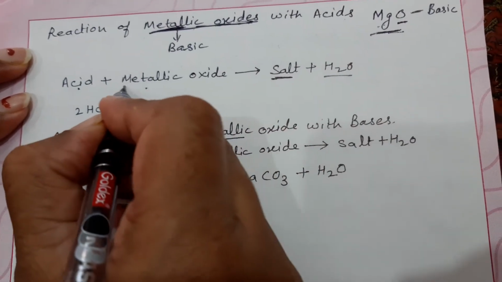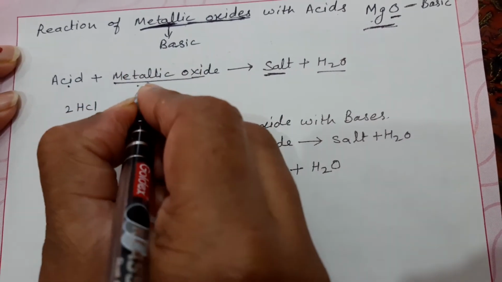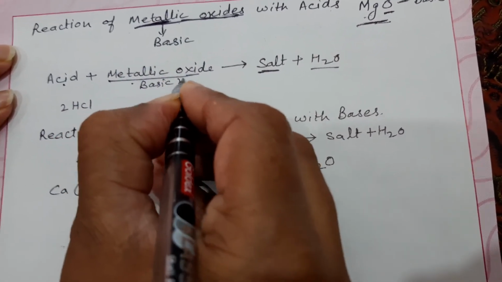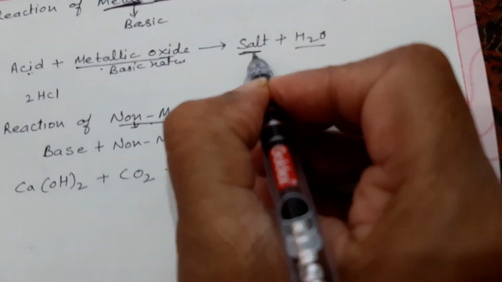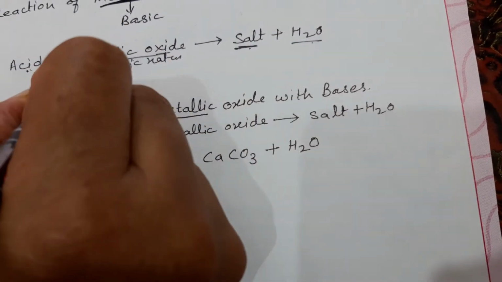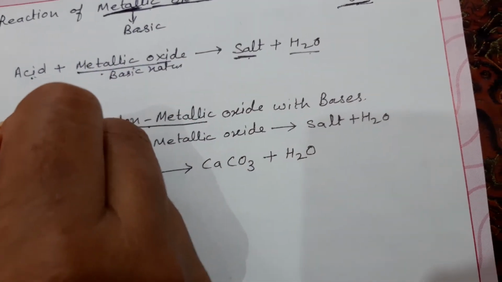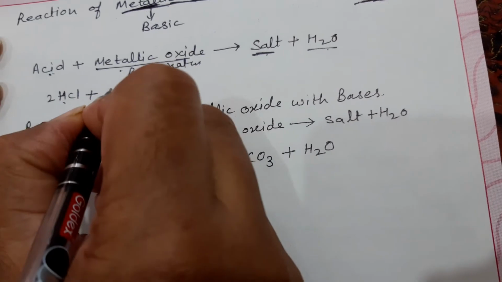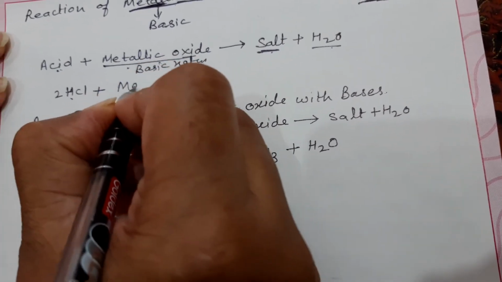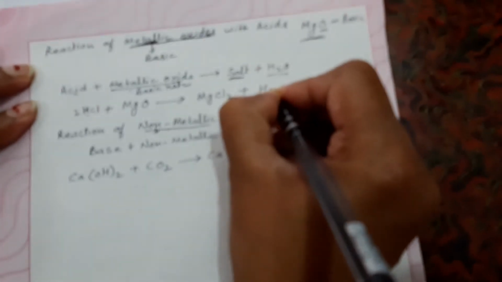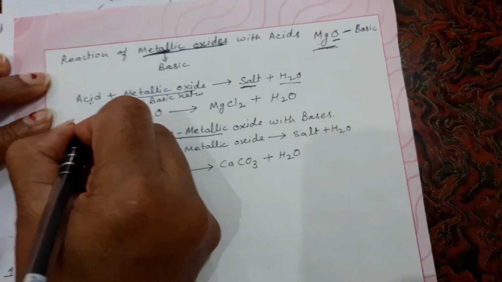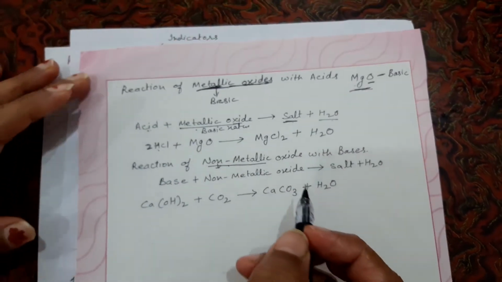Like this is basic in nature. Fine. And this is acid. Like the neutralization reaction, they form salt and water. You can take one example: hydrochloric acid and metallic oxide MgO. They form salt, magnesium chloride, and water. Fine. Now balance it. It is a balanced equation.